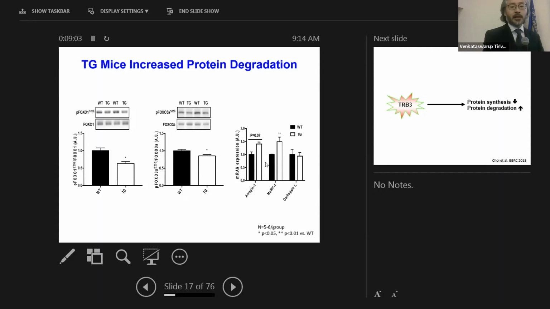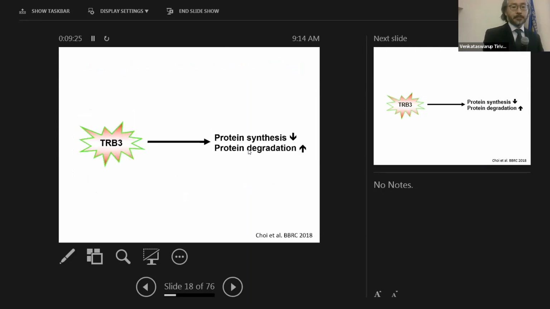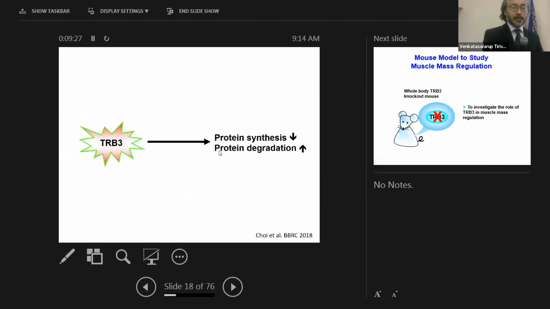These proteins are elevated in the transgenic mice, which is consistent with the data I showed you, that FOXO phosphorylation was decreased. However, the protein degradation proteins that are independent of FOXO signaling were not changed, meaning that this is mainly due to the regulation of FOXO signaling. So in this study, we found that TRB3 decreased protein synthesis but increased protein degradation.